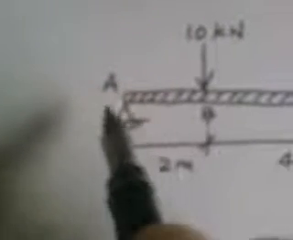Now if you look at support A, it is actually a pin support, so it will have two reactions. One is a vertical reaction, the other one is a horizontal reaction. We name the vertical reaction VA and the horizontal reaction HA. Okay, and then on the roller support we only have one vertical reaction, which we name VC.